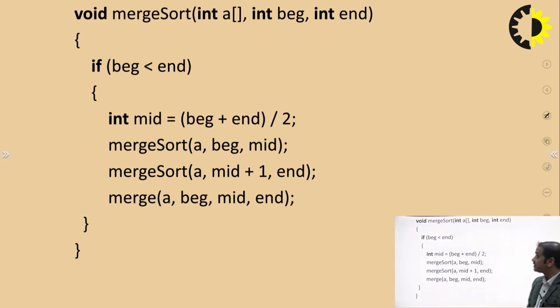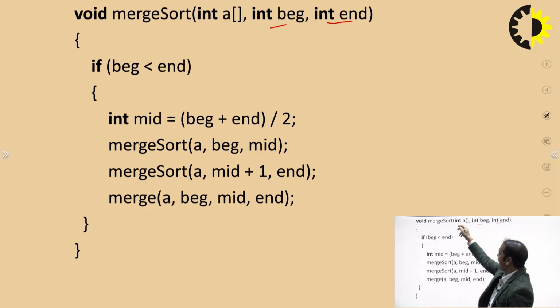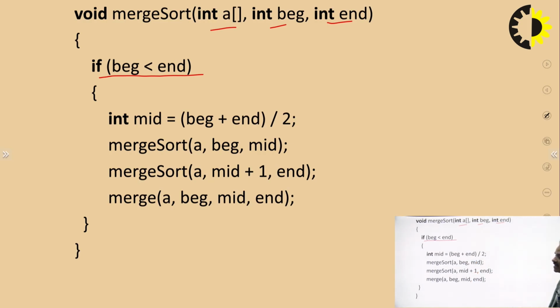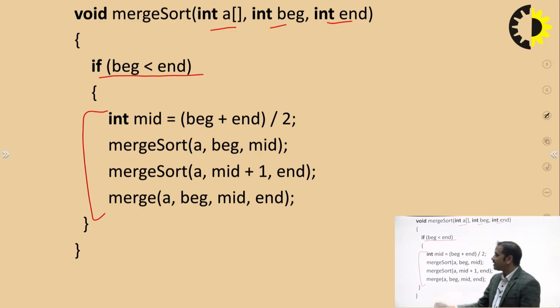This is the function which is used to sort the given data: void merge sort, int a, int beginning and int end. This is the main if condition, which is used to compare beginning with end. This is the main condition which checks whether beginning is less than end. If this is true, we have to execute the given statements, otherwise we skip this array and go on to the next step.